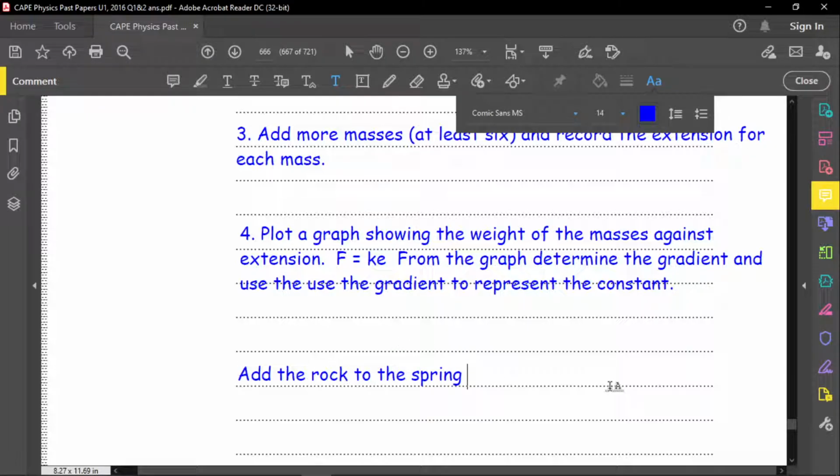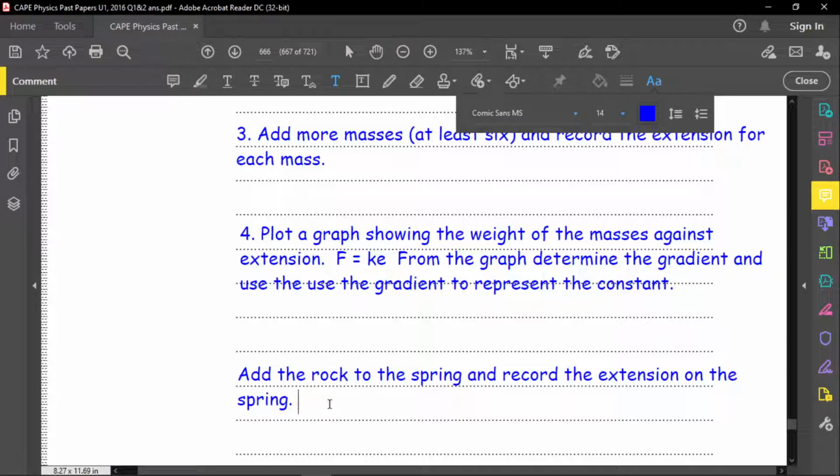All right, and the reason we're going to add the rock to the spring is actually to determine the extension caused by the rock. So now add the rock to the spring and record the extension on the spring. And this extension is because of the rock, so determine the extension of the spring. Once you have done that, what you can do now is use the extension in the formula to find the weight, okay?